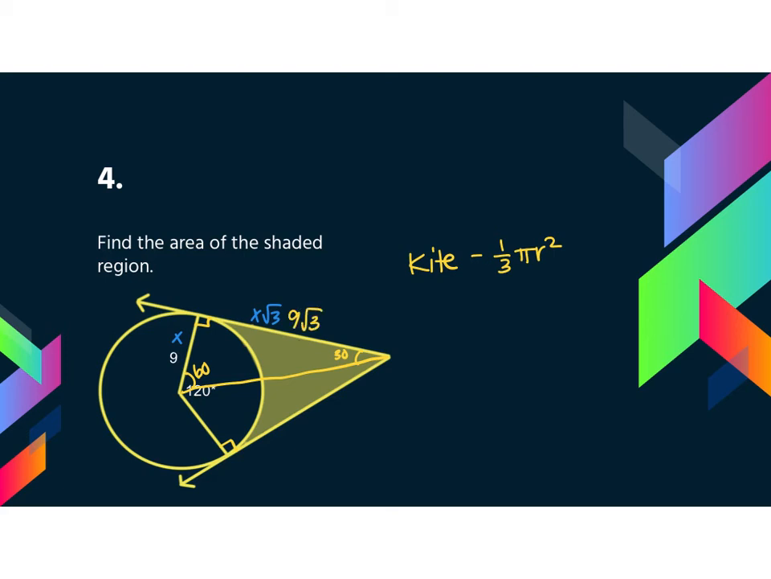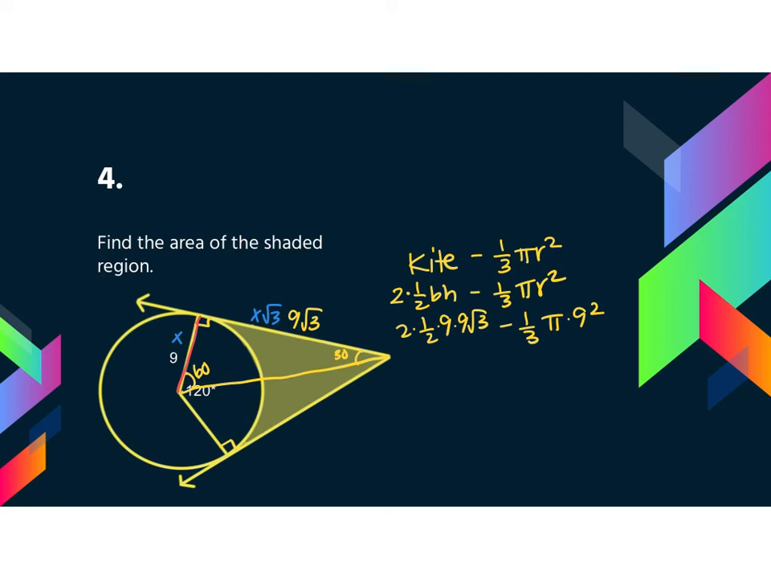From here, we can substitute in. We know for our triangle, we're going to have 2 times 1/2 base times height, because that's going to help us find our kite, both of the triangles. Then we take away 1/3 pi r squared. So for our kite, our base is 9. Our height is 9 square roots of 3. Take away 1/3 pi. Our radius is right here. So we have times 9 squared.